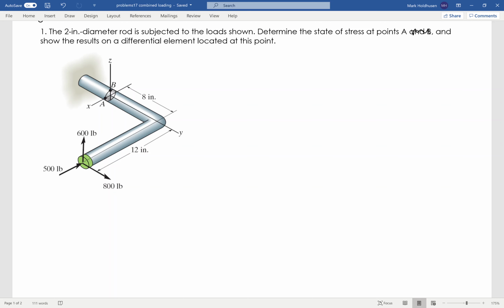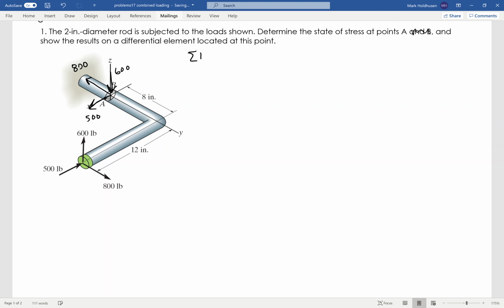Okay, so here's what we're going to do. The first thing I'm going to do is make a cut, right? Because I have to figure out what the stresses are at point A there, or what the loads are at point A. So I'm going to make a cut to figure those out. And again, just from the static equilibrium equations, I know I'm going to have 600 pounds straight down, right? 500 pounds in the positive x direction, just to balance all these forces, and then 800 pounds in this direction, right?